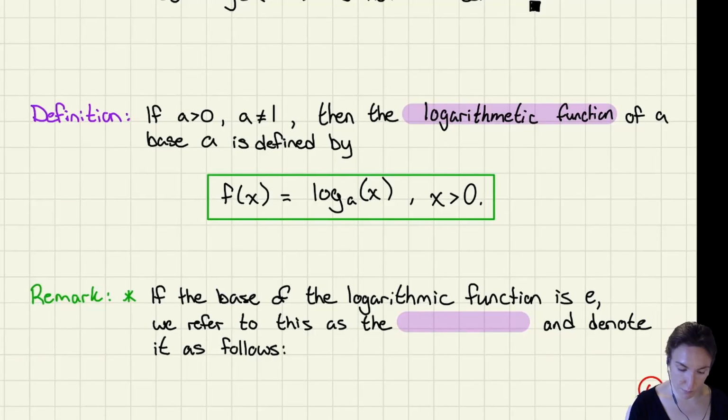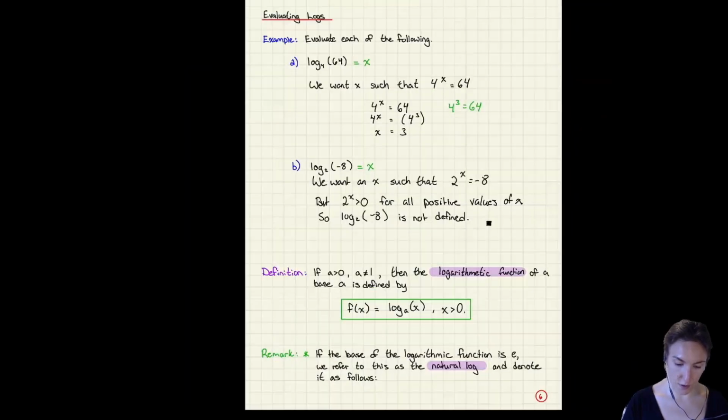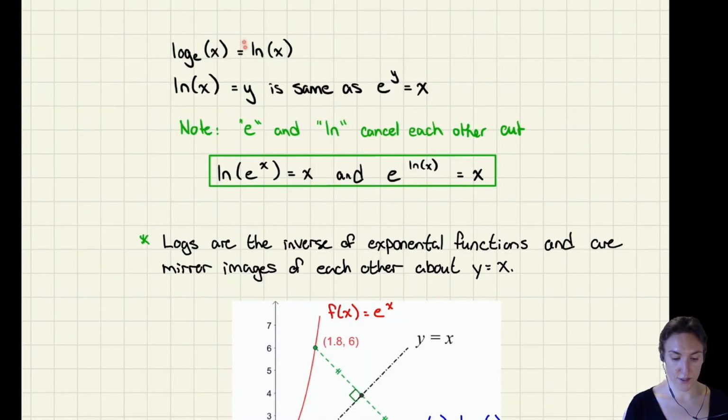And now what we were saying before was if the base of the logarithmic function is e, we refer to this as the natural log, pronounced as ln. So the natural log, and we denote it as follows. We denote it like this. So log base e of x is equal to ln, and I'm going to put here, pronounce it like your lawn in your front yard.